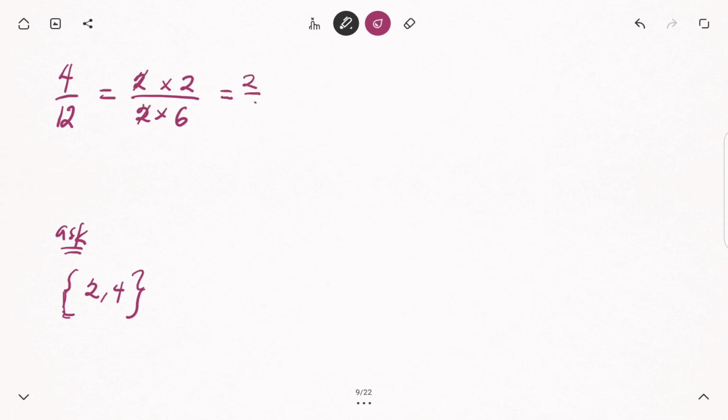Now I have 2 over 6. For 2 and 6 too, you realize that it can further be simplified. That is, 2 can go into itself, and then 2 can go into 6 as well. So I'm going to have 2 multiplied by a number, then 2 multiplied by another number here again. Now which number will I multiply by 2 to give me 2? That is 1. And which number will I multiply by 2 to give me 6? That is 3. So from here, I cancel the 2, and then I have 1 over 3 as my final answer.